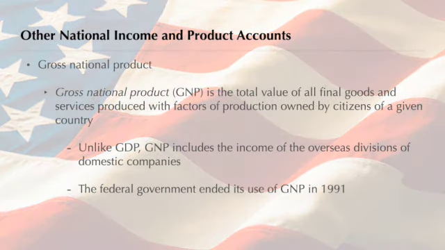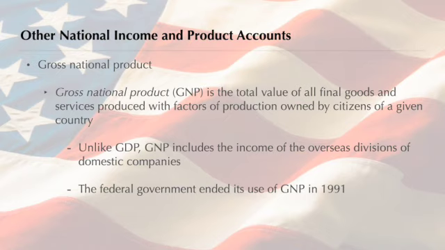Besides GDP, economists use a number of other national income and product accounts to track and measure a nation's economy. The 5 most common accounts are gross national product, net national product, national income, personal income, and disposable personal income. Although all 5 measures are important in macroeconomics, economists most often use the measure of GDP.